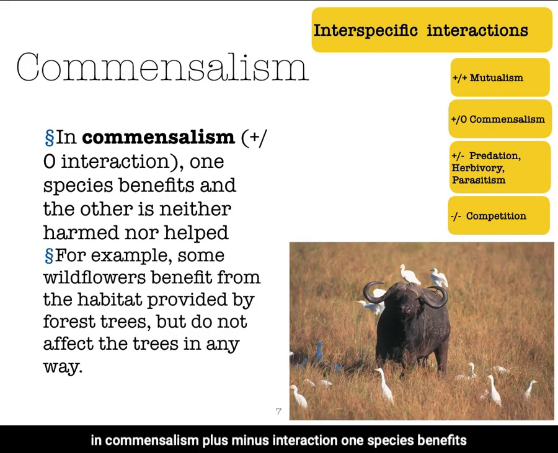In commensalism, a plus-zero interaction, one species benefits and the other is neither harmed nor helped. For example, some wildflowers benefit from the habitat provided by the forest tree, but do not affect the tree in any way. The effect of ecological interactions can change. For example, cattle egrets typically have a commensal relationship with cattle, but occasionally the relationship can also be mutualistic.